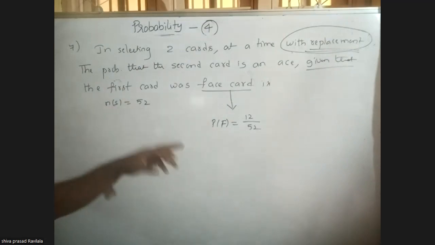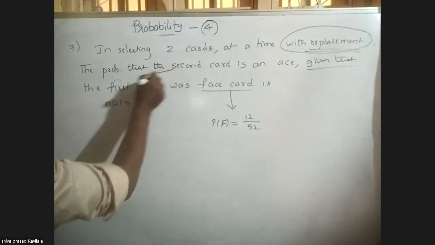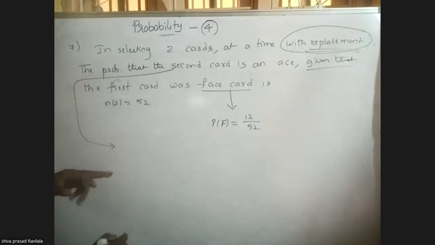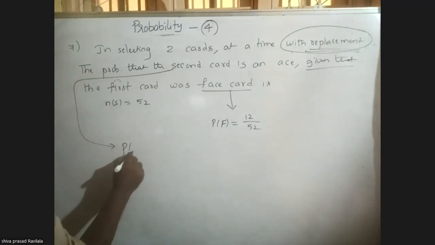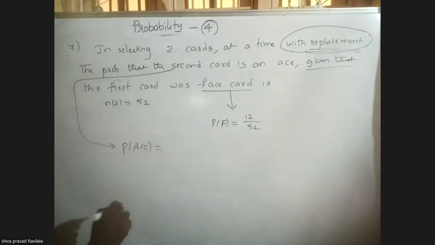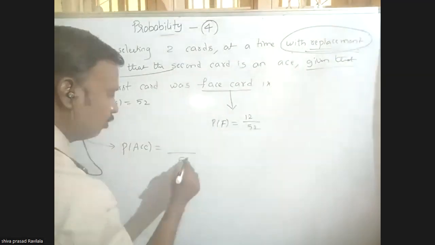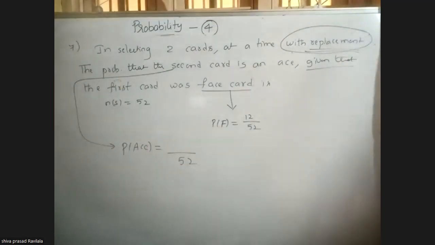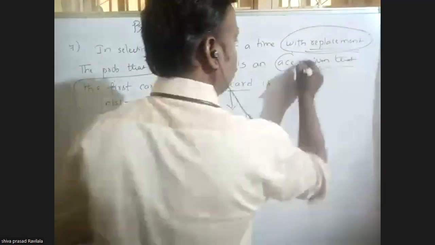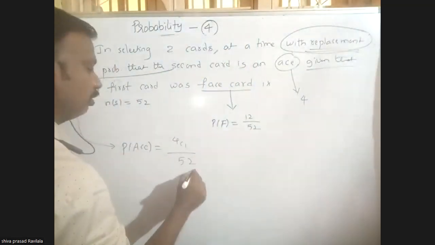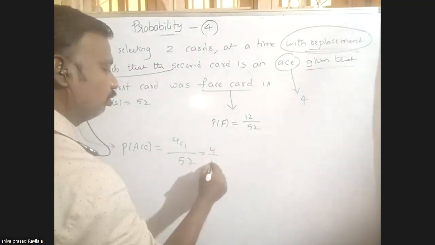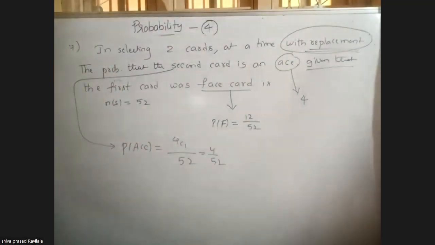Therefore on that condition there is no change in finding the second card. The probability of selecting an ace card has no change. n(S) is equal to 52. We have a total of 4 aces. Therefore your answer is 4C1 by 52C1, which is equal to 4 by 52. Try to understand the question: with replacement, without replacement.